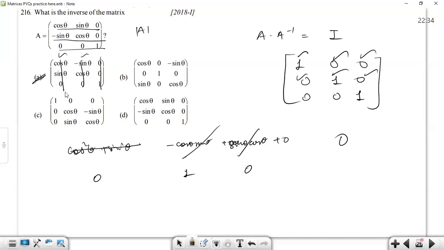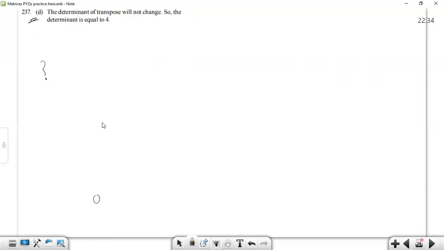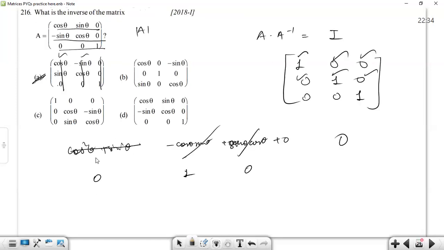Third row, first column: 0 into cos theta, 0 into sin theta, plus 1 into 0, so 0. Now third row, second column: 0 into minus sin theta, 0 into cos theta, 1 into 0, so 0. Third row, third column: 0 into 0, 0 into 0, 1 into 1, so 1. So all the elements are getting satisfied. For sure, A is the answer. See how using the options only we have found the inverse of a given matrix, right?